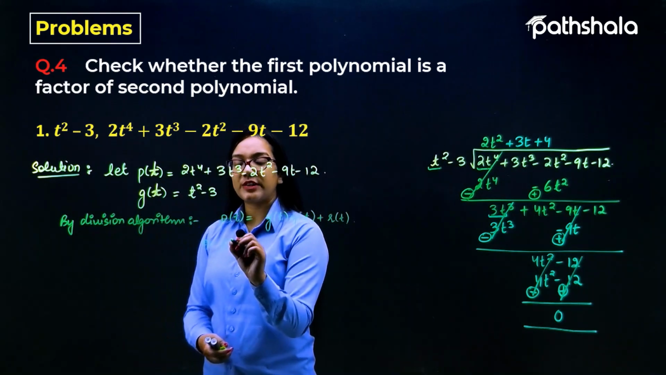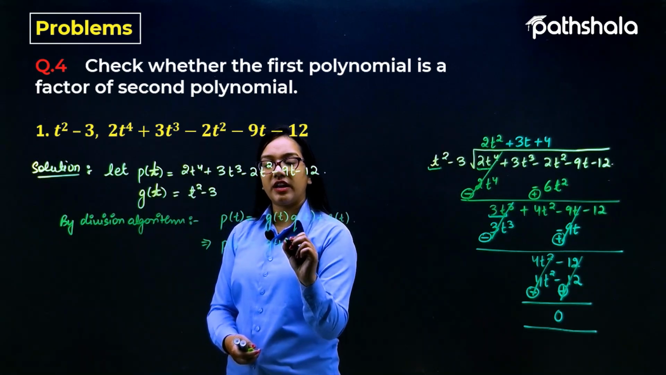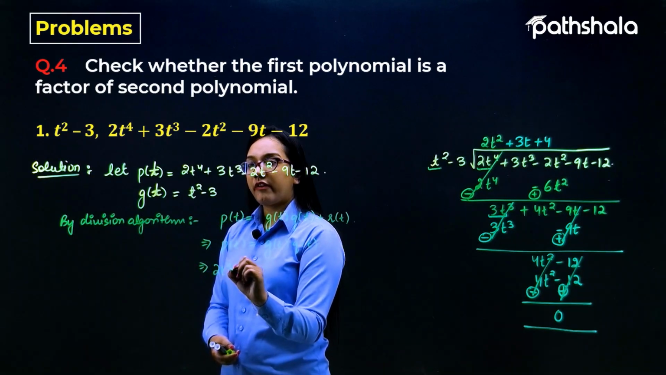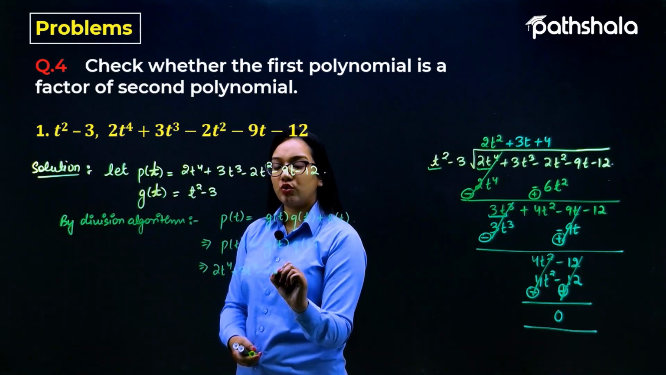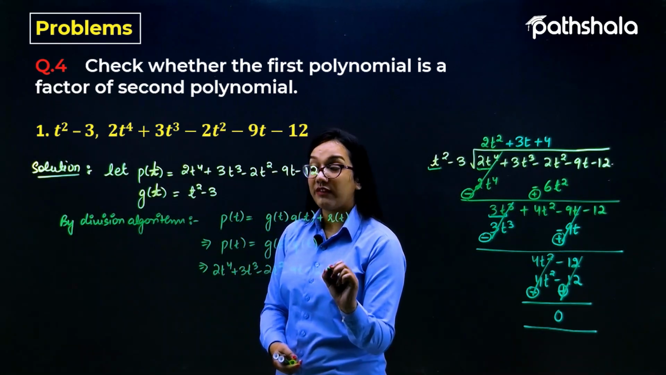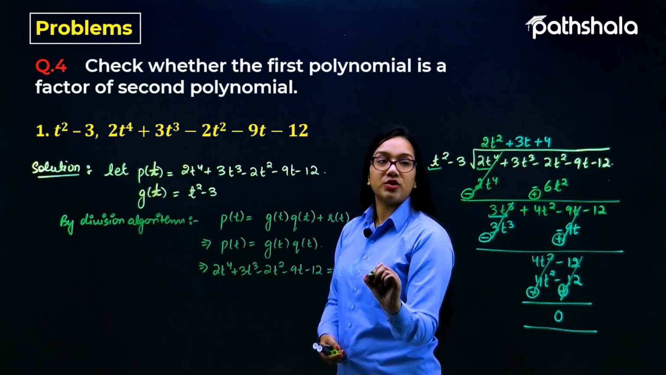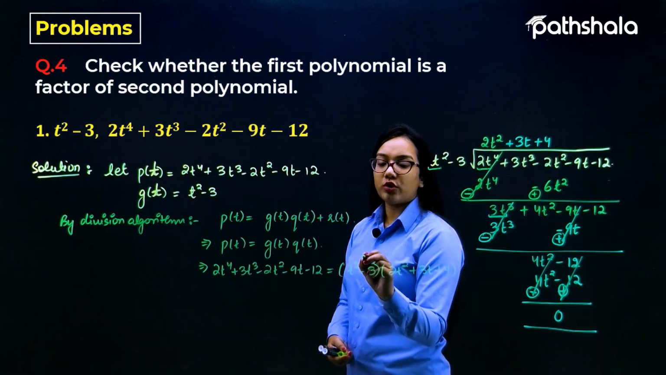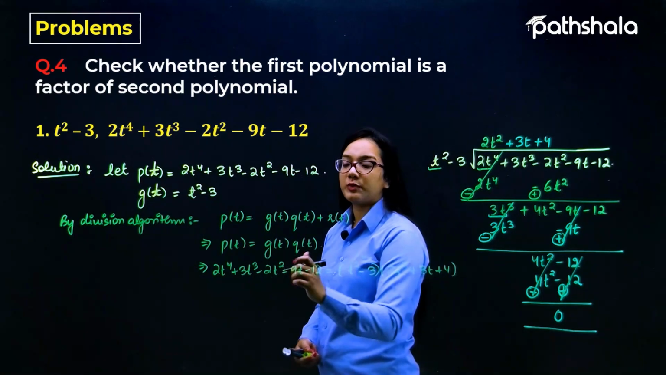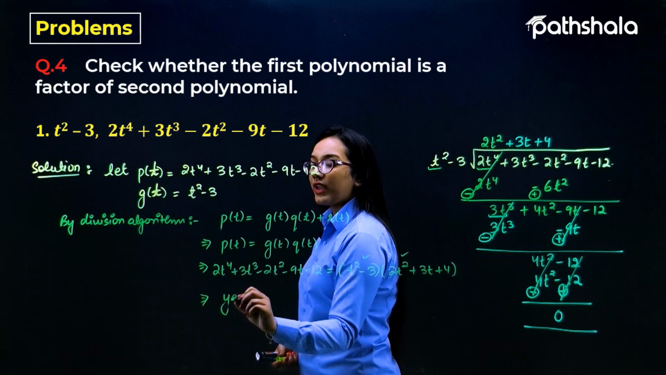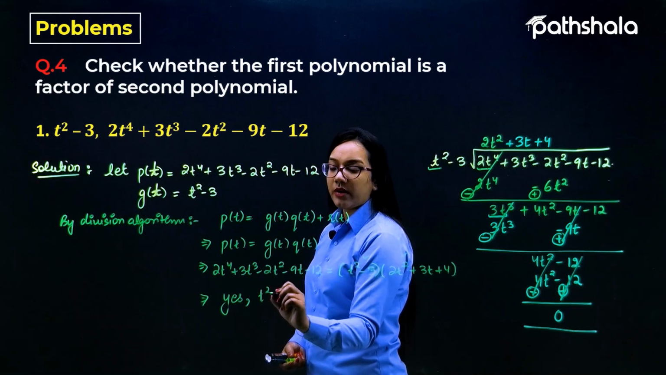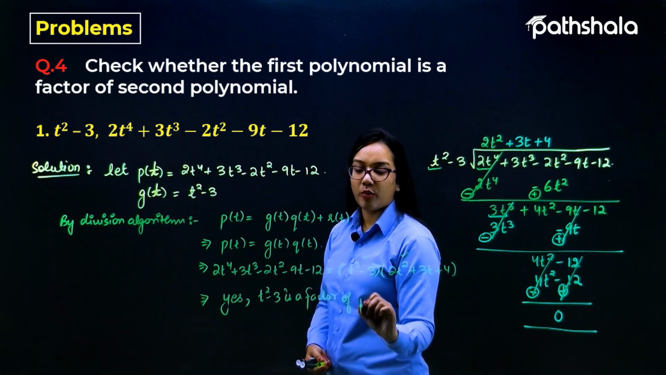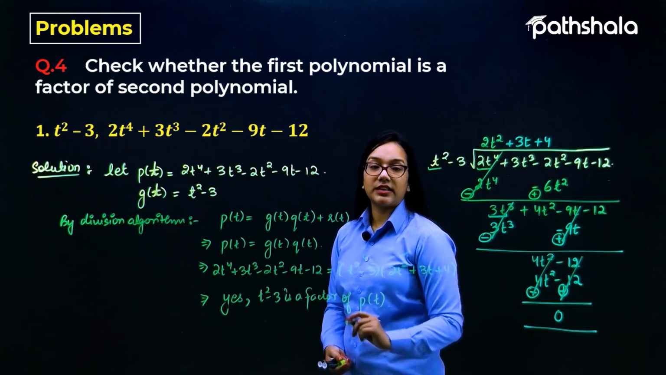So we can represent it as p(t) equals g(t) times q(t). At the end, we can write 2t raised to the power 4 plus 3t cube minus 2t square minus 9t minus 12 as t square minus 3 times 2t square plus 3t plus 4, and both of these are factors of this polynomial. So at the end, we can say that yes, t square minus 3 is a factor of the polynomial p(t). This is our answer.